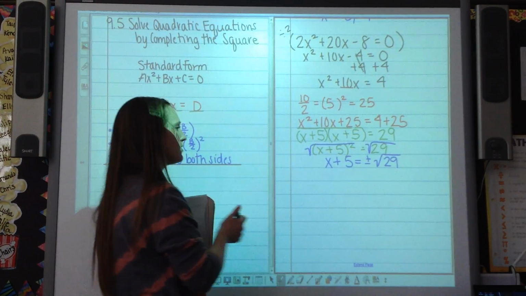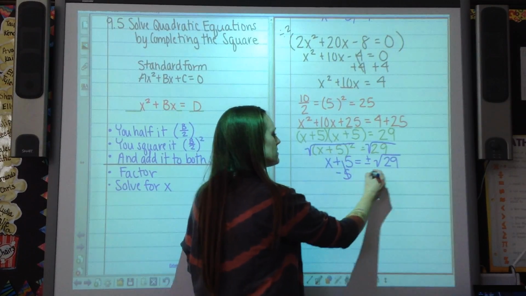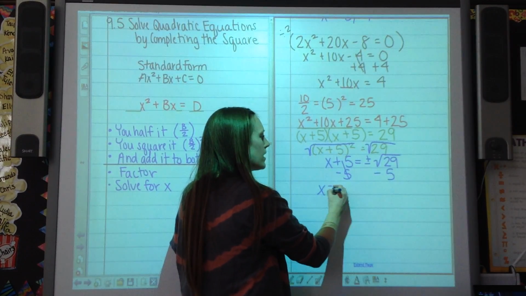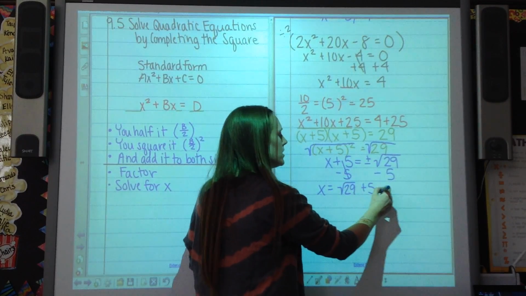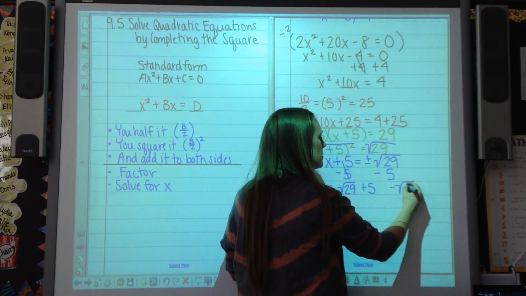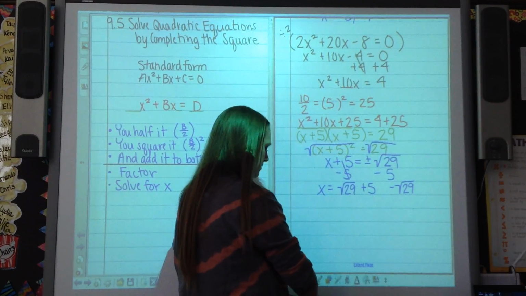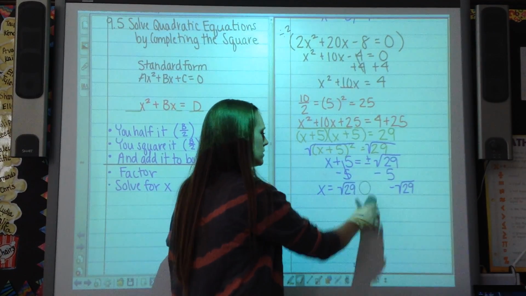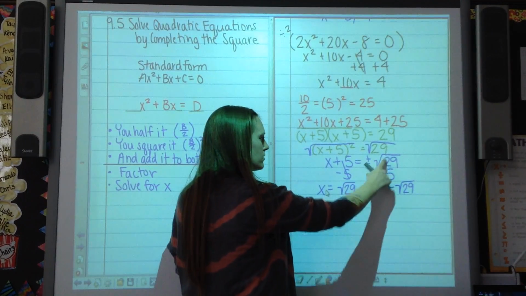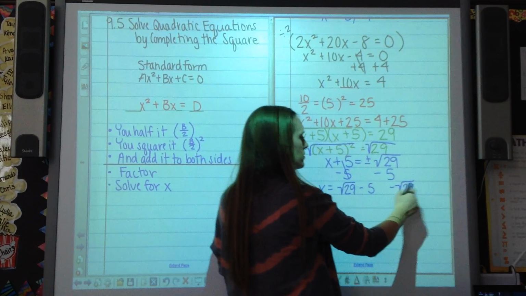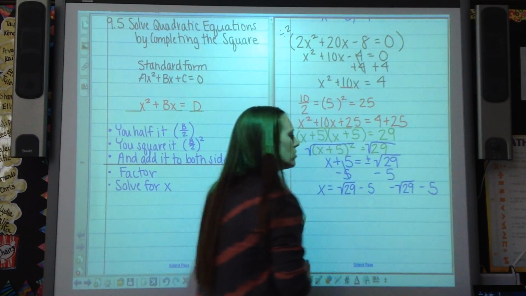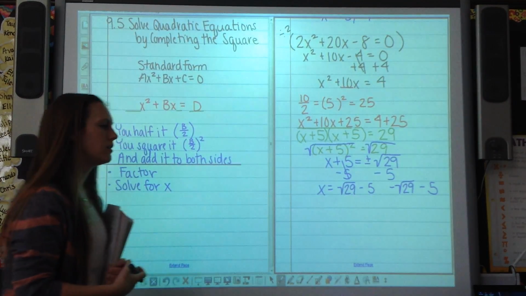So instead, solve for x. I'm going to bring 5 to the other side. And my 2 problems become the square root of 29 minus 5 and then the negative square root of 29 minus 5. Those are the 2 things you're going to put into your calculator.